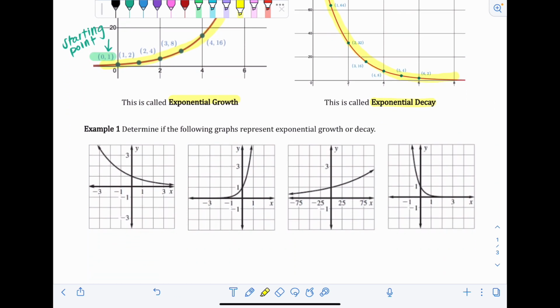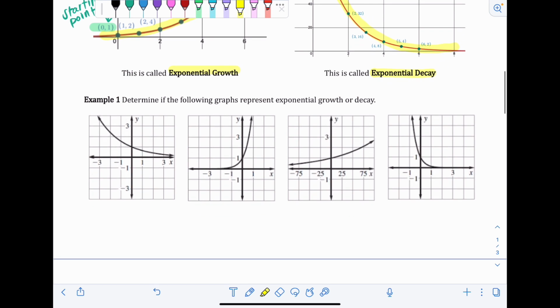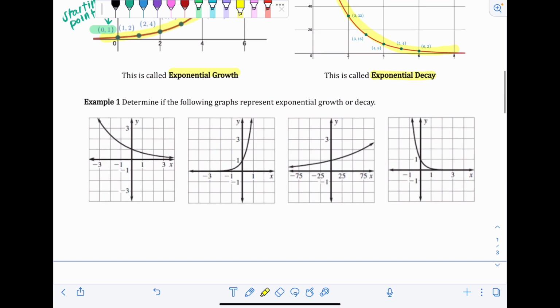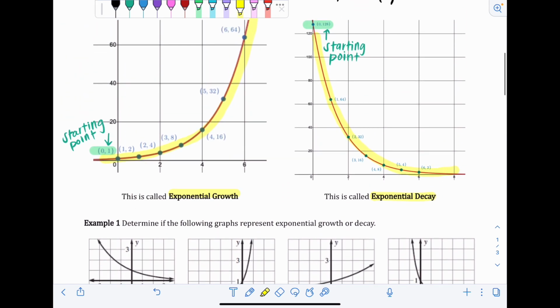Okay, so moving down to example 1, determine if the following graphs represent exponential growth or decay. Under each graph, we're just going to write either growth or decay. In order to determine it, we just have to look at, is the graph finishing up and to the right for growth or down and to the right for decay? But we're always looking to the right because we're just reading it from left to right, just like you would a book.